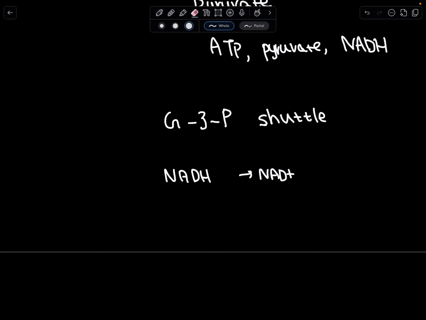The malate aspartate shuttle is more efficient. NADH oxidizes in the cytoplasm, converting oxaloacetate to malate, which enters the mitochondria. Inside, malate is oxidized back to oxaloacetate.